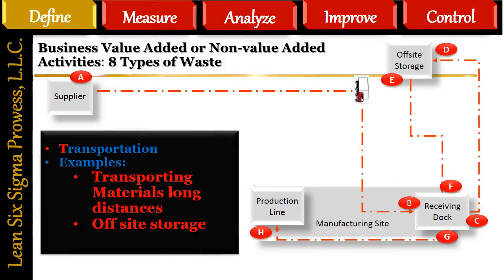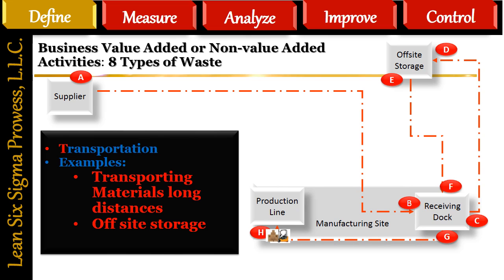Transportation: the unnecessary movement of materials, products, supplies, people, and information long distances in order to complete a task. A good example of this type of waste is storing inventory in an off-site storage facility. We have drawn a simple process flow to illustrate this point. In our example, raw ingredients are transported from the supplier, A, to the manufacturing site, B, which are then transported, C, to the off-site storage facility, D, where the inventory will be stored until needed for production. When needed, the ingredients are transported from the off-site storage facility, E, to the receiving dock, F. Once there, they are then transported to the production line, H.